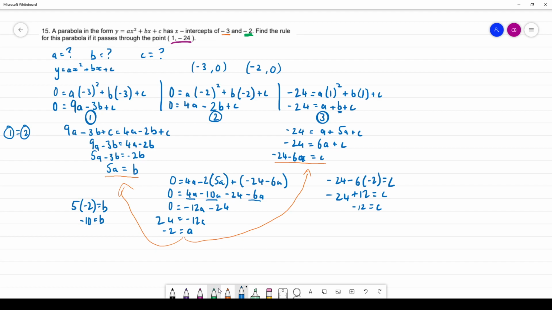So now I've got all of my different coefficients. I've got b, I've got a, and I have c. And remember, it asks us to find the rule for this parabola. So not just the a, b, and c values, but we need to rewrite the rule using all of these values. So y equals negative 2x squared minus 10x minus 12. And that's our final answer.